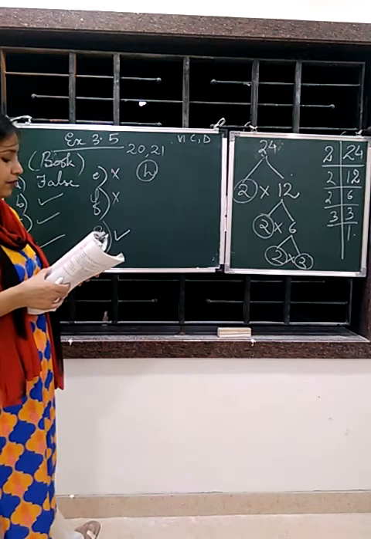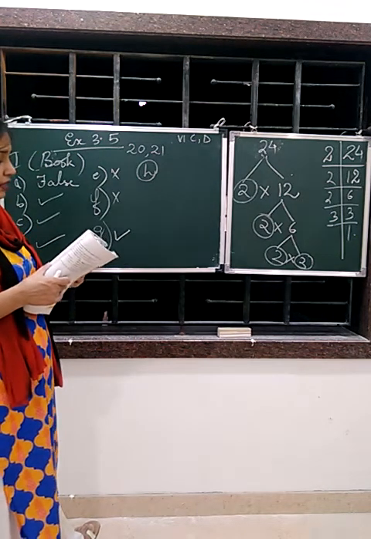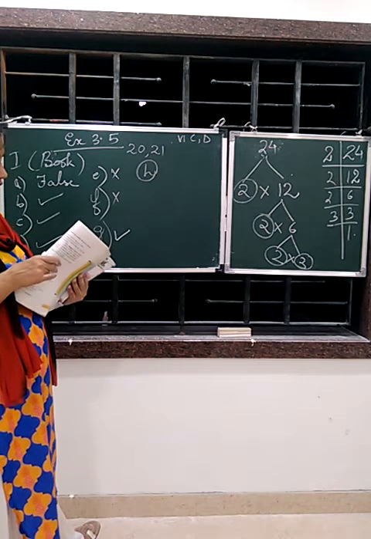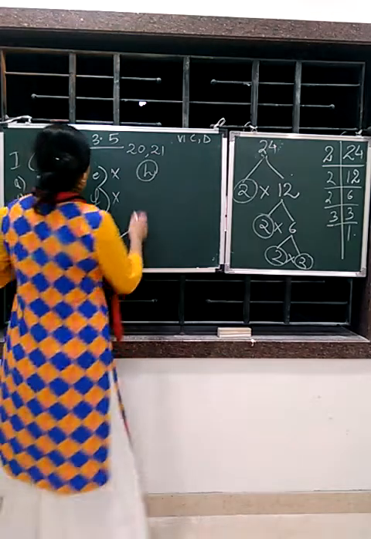H. If a number exactly divides two numbers separately, it must exactly divide their sum. This is the property which we have done. So it's a true.